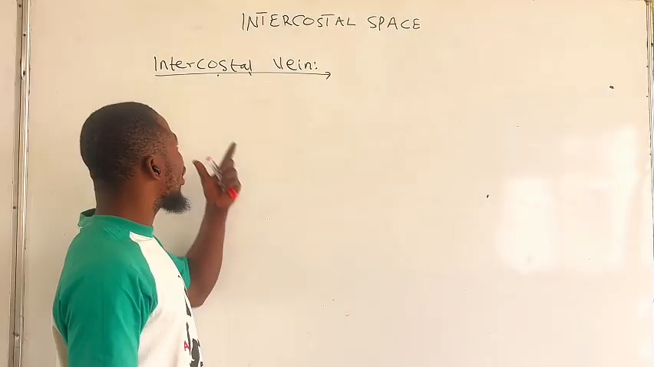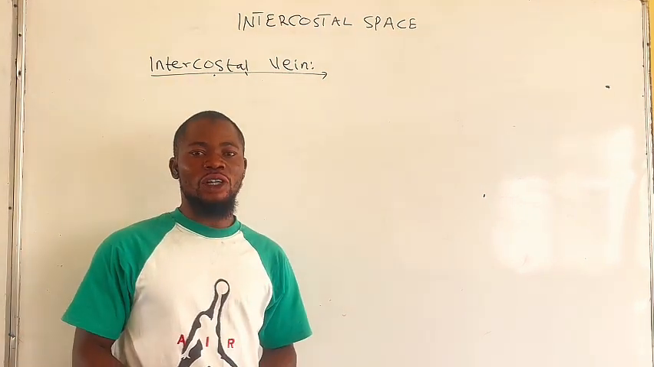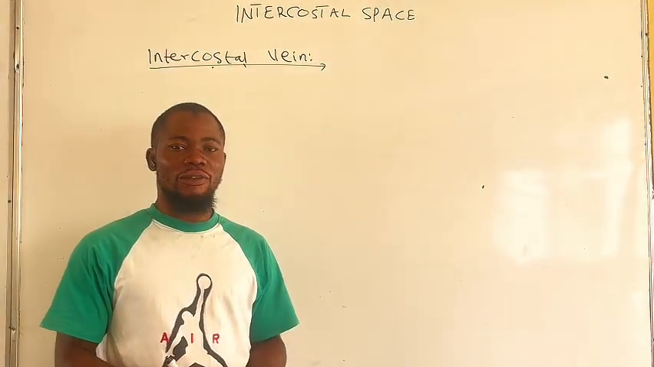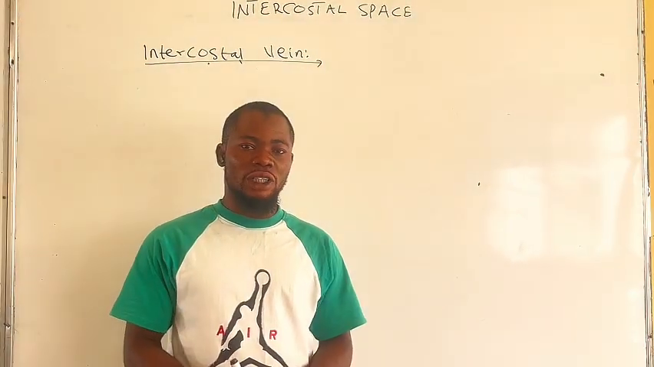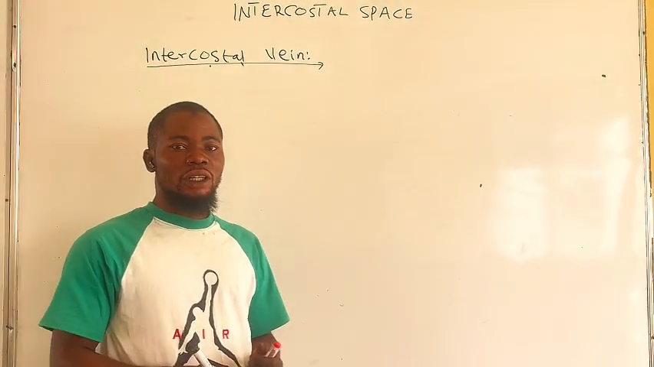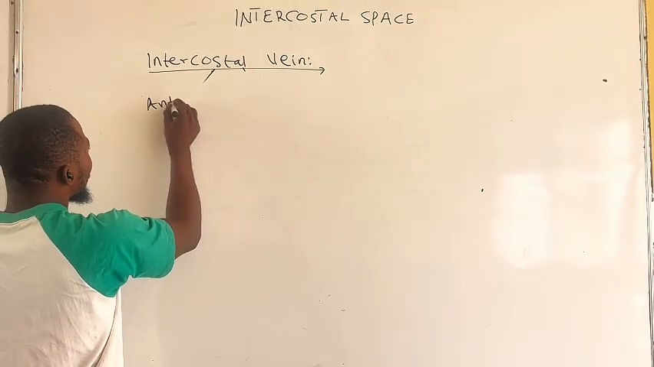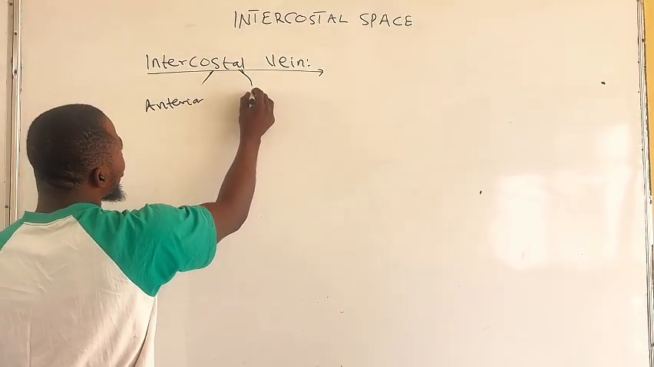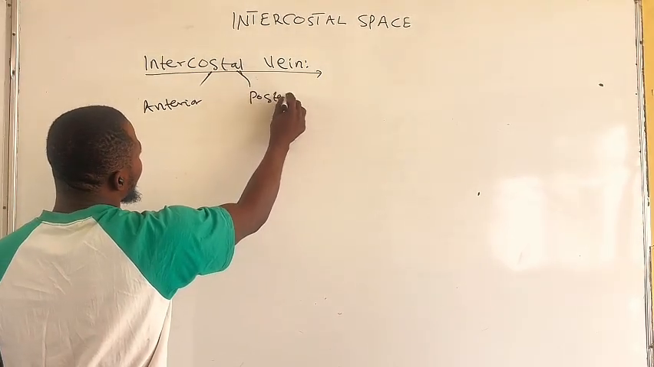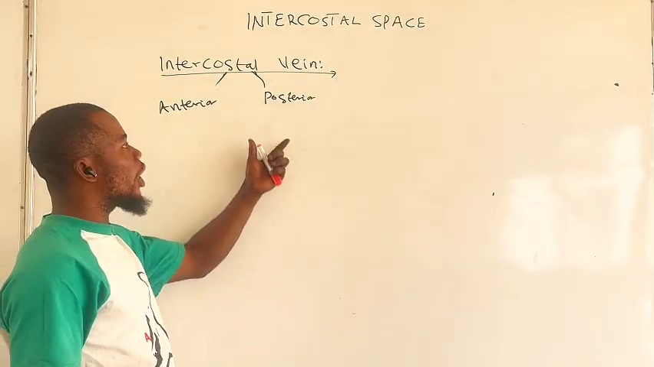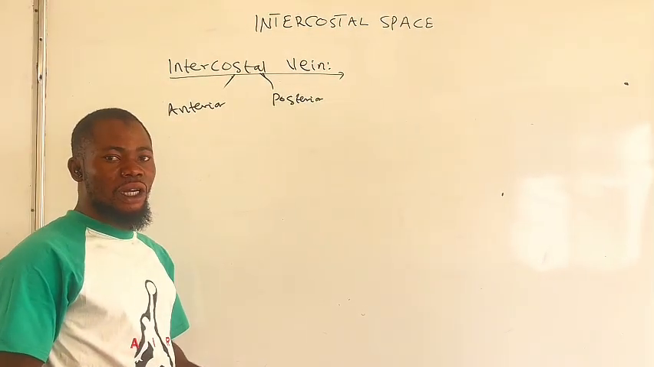Now, the intercostal vein is also one of the contents of intercostal space. The intercostal veins follow the intercostal arteries as well. So in each space, there are anterior intercostal veins and there is posterior intercostal vein. In each of the space, there are 2 anterior intercostal veins and 1 posterior intercostal vein.